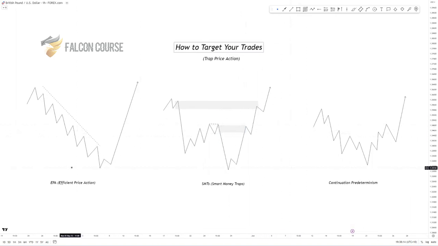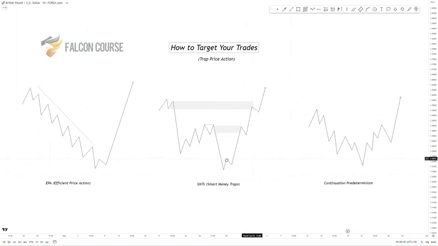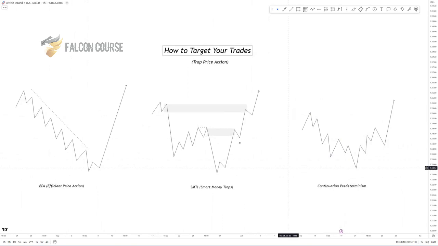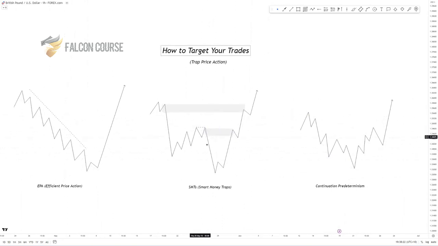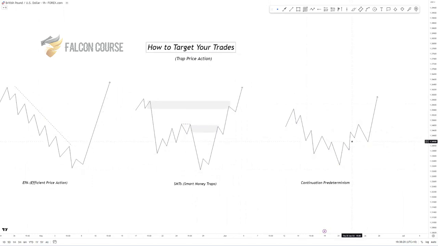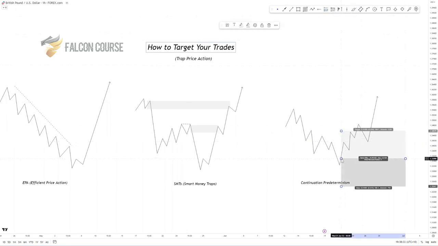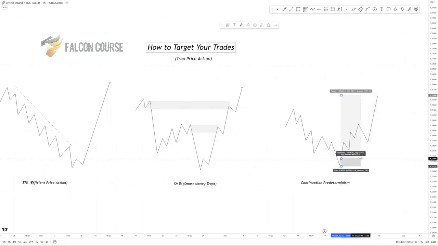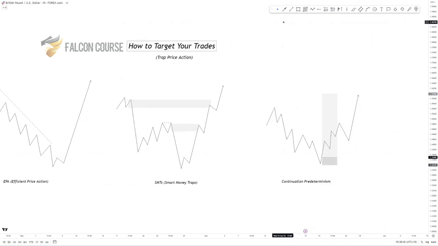Okay, so EPA, smart money traps, and this one's not necessarily a structural thing. It is structural, but it's not necessarily like these two. This is a bit more of being in the trade and waiting. So let's say we're in this trade here. Just randomly, we're in this trade here. Now we're entering a supply level here that has inducement.